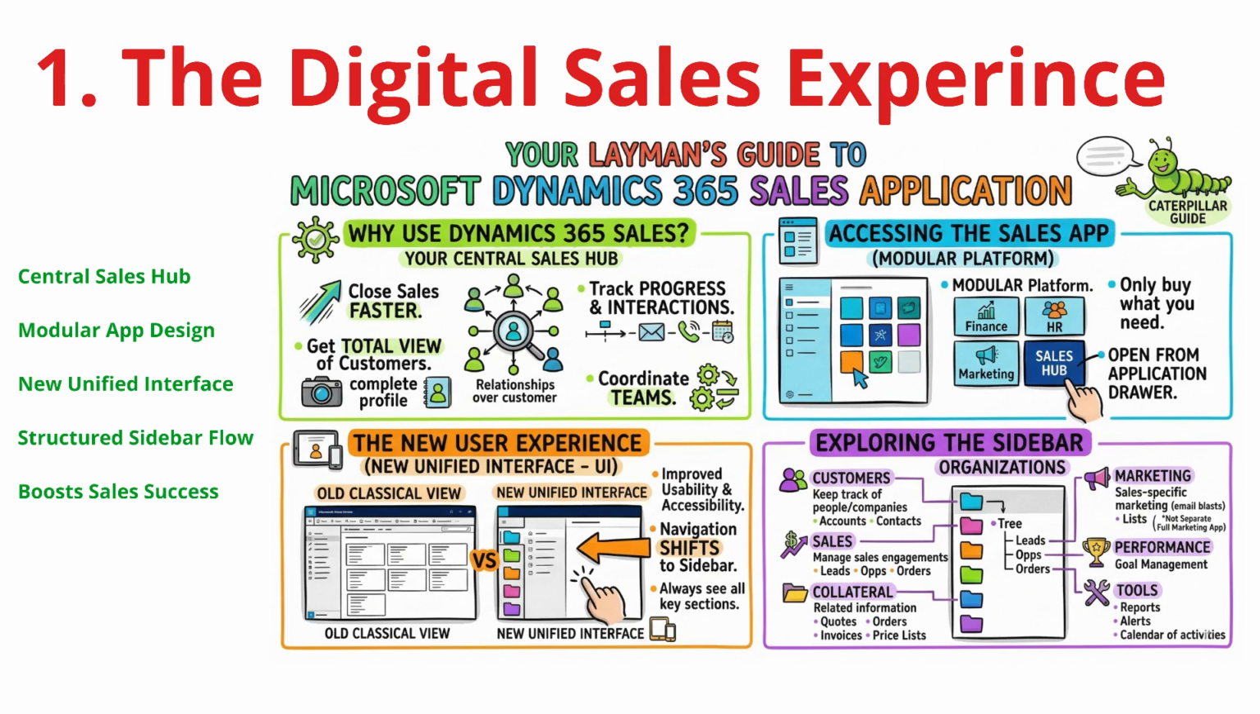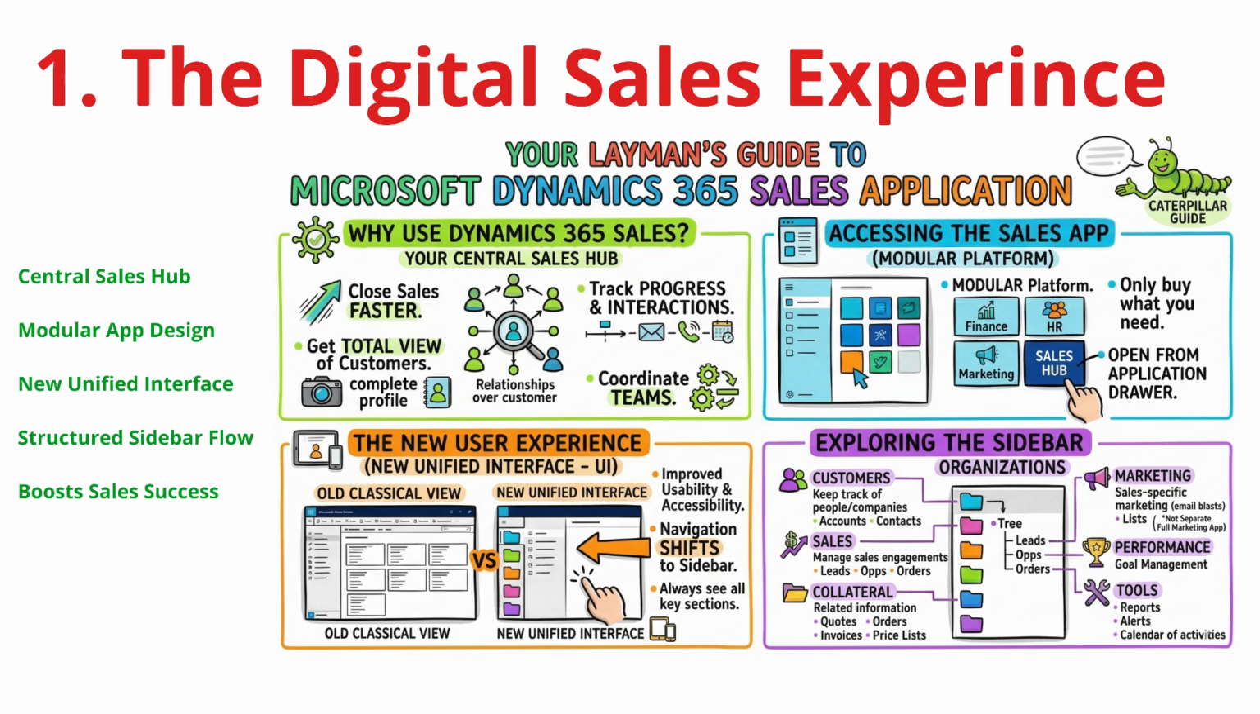Accessing it is simple. Dynamics 365 is modular, so your company only buys what it needs, like the specific sales hub. Just open it directly from your standard application drawer. Inside, the clunky navigation of the old classic view is gone. A new unified interface shifts everything to a sleek sidebar, making it approachable and easy to use.